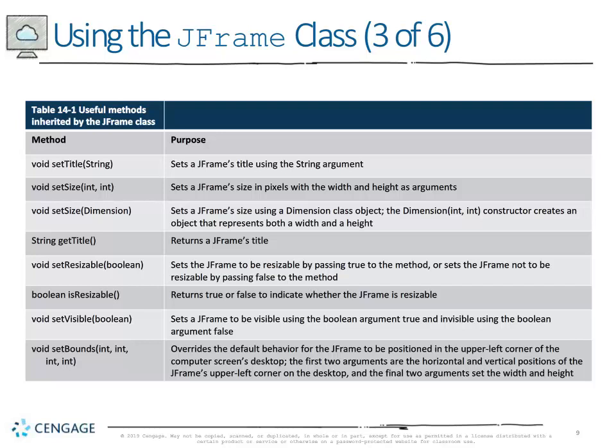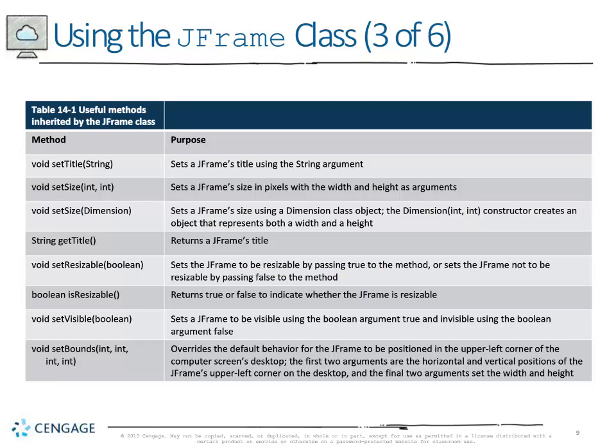Then we have setResizable with a boolean, so that sets the JFrame to be resizable by passing true or false. If we want the size to be fixed, we pass false to the method. And isResizable returns true or false to indicate whether the JFrame is resizable or not. setVisible sets a JFrame to be visible depending on the boolean we pass in. And setBounds overrides the default behavior for the JFrame to be positioned in the upper left corner of the computer screen desktop.